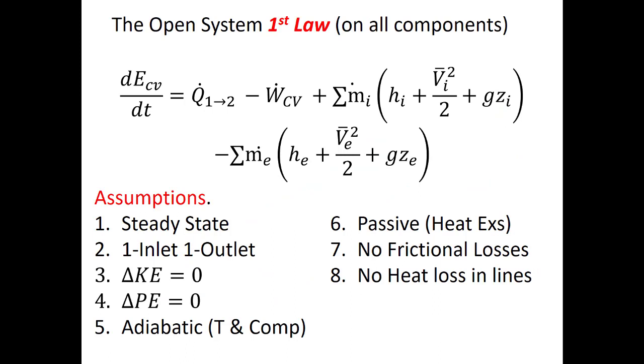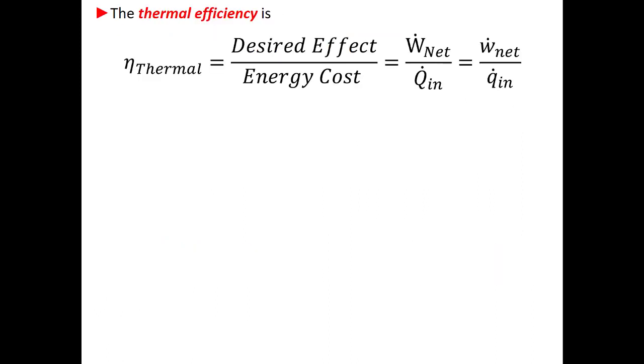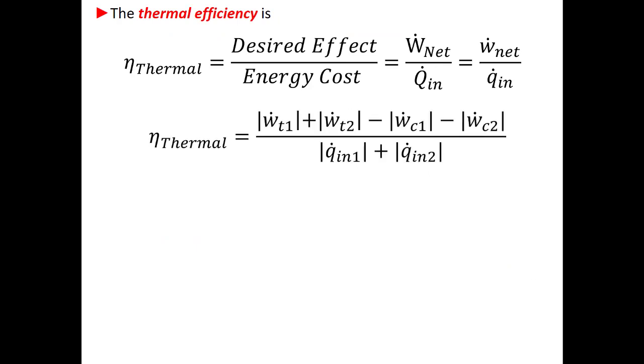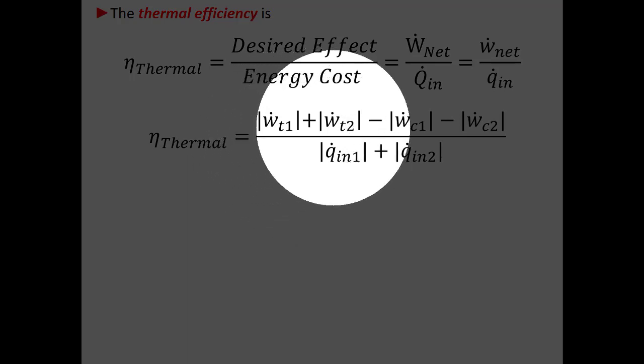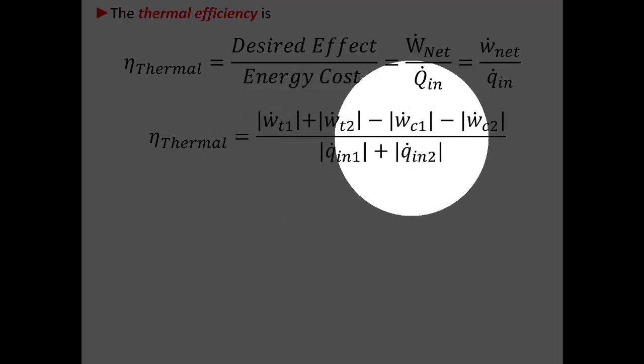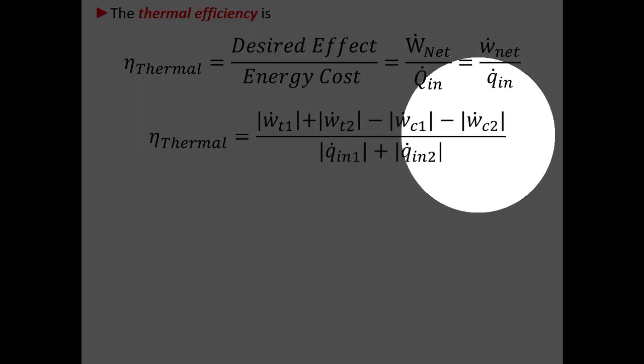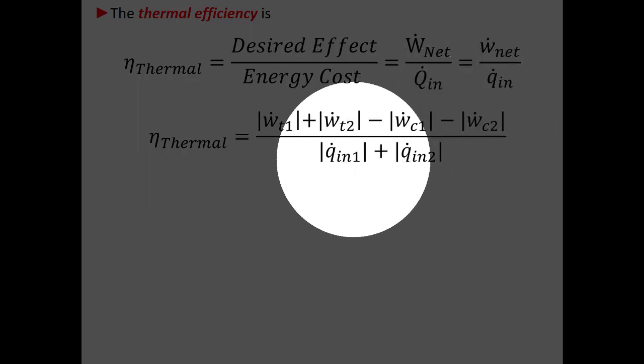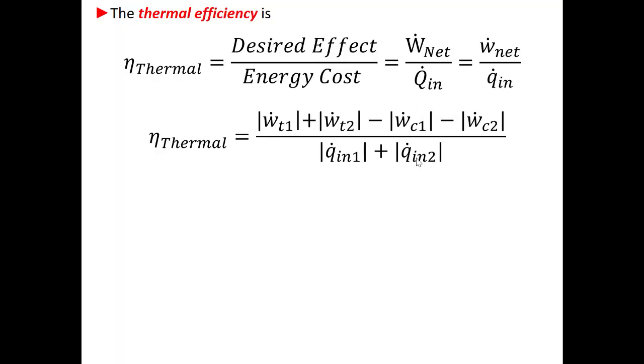Now, I can do a first law analysis on all the different components in my system, picking the right assumptions from this list. Remember, the regenerator is going to be both adiabatic and passive. If I want to find my thermal efficiency, I know that it's the net power divided by the heat transfer in. Here, the textbook would tell me that I take the magnitude of the turbine power plus the magnitude of the second turbine power minus the magnitude of the compressor power minus the magnitude of the second compressor power, and then I divide by both the places where I'm adding heat. Because remember, I have reheat here.